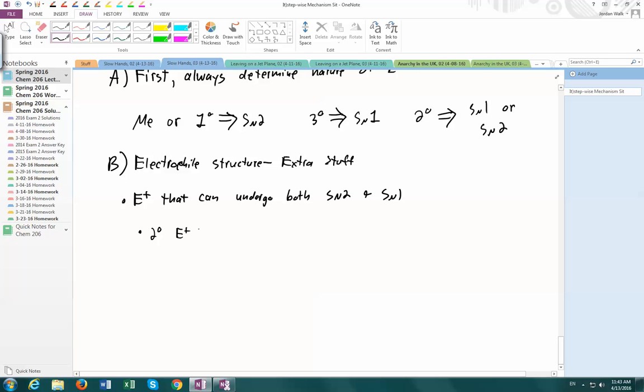So for example, we can have, say, this cyclohexyl bromide, and so we can see that the bromine, and I've had a couple of questions. So why do we call this a secondary halide?